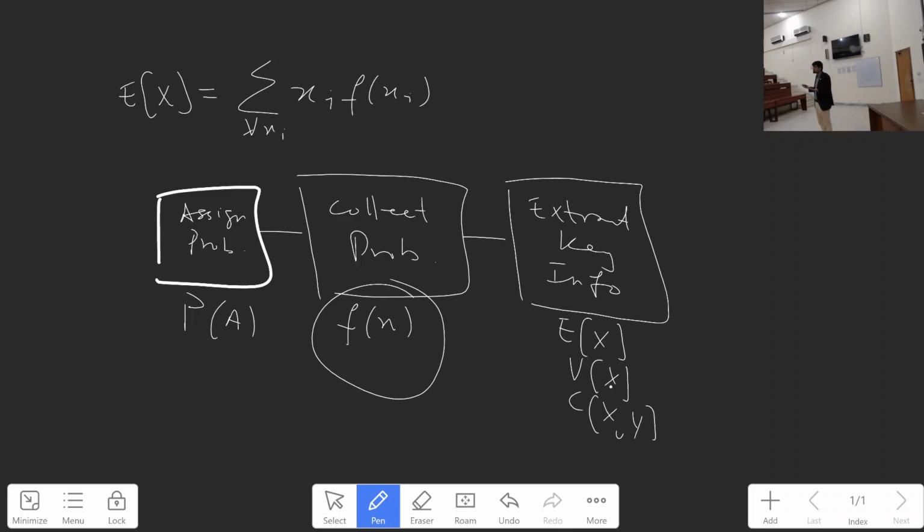What are the functions that most often show up? Okay, just like in nonlinearity, what nonlinear functions most often show up? Quadratic, logarithmic, sinusoidal, trigonometric, yeah.